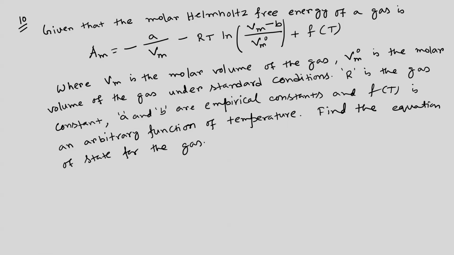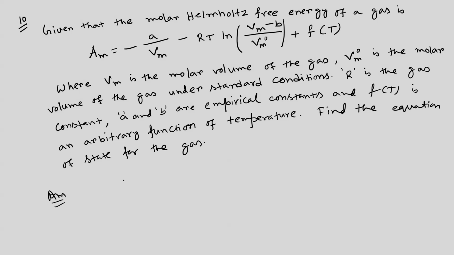Okay, the problem says given that the molar Helmholtz free energy of a gas is AM equals minus A by Vm minus RT ln of Vm minus B by Vm naught plus Ft, where Vm is the molar volume of the gas and Vm naught is the molar volume of the gas under standard conditions. R is the gas constant, A and B are empirical constants, and Ft is an arbitrary function of temperature. We need to find the equation of state for the gas. Okay. Now, we know how to solve this one.